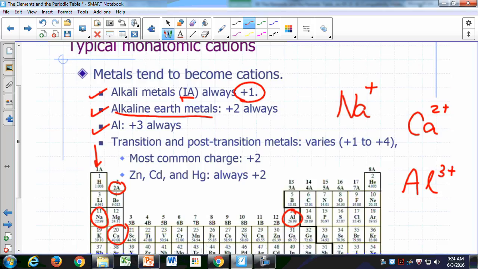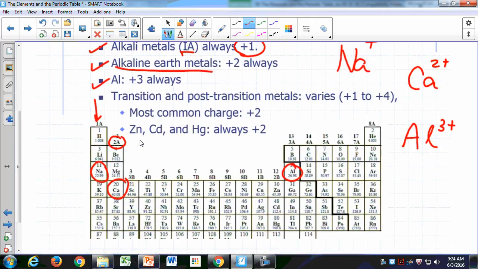Transition and post-transition metals, where are they in your periodic table? This would be your transition metals, and your post-transition metals would be these. Their charges vary. You may find them with +1, +2, +3, or +4. Some of them just +2 and +3, some of them just +2, but it varies from +1 to +4. The most common charge you'll find is +2, so if you have to guess, guess +2.